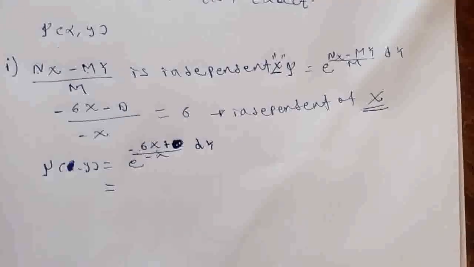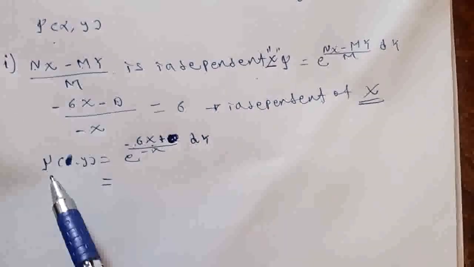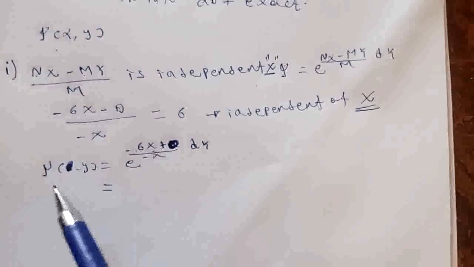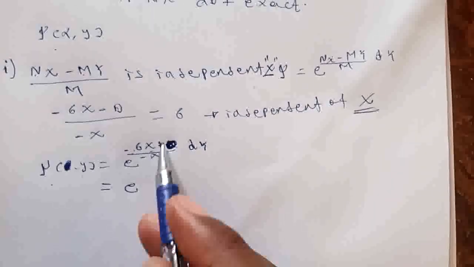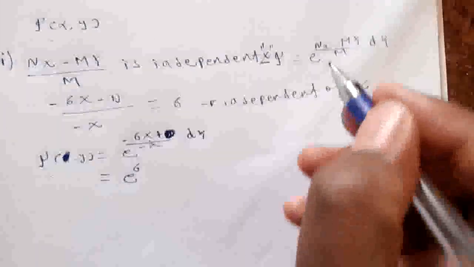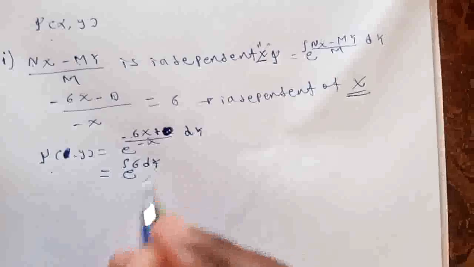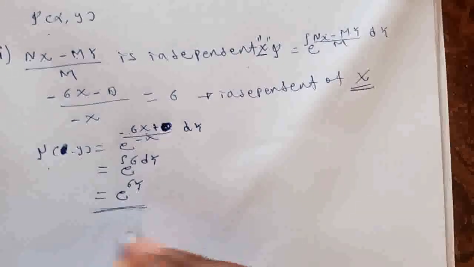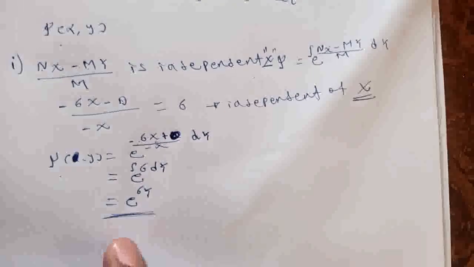So here, if it is independent of x, our integrating factor is mu of y. If it is independent of y, our integrating factor is mu of x. So now here we have mu of y, e to the power of, actually this one is already 6. Here we have the integral dy, which is equal to e to the power of 6y. This is our integrating factor. Now simply we can multiply both sides by this one.